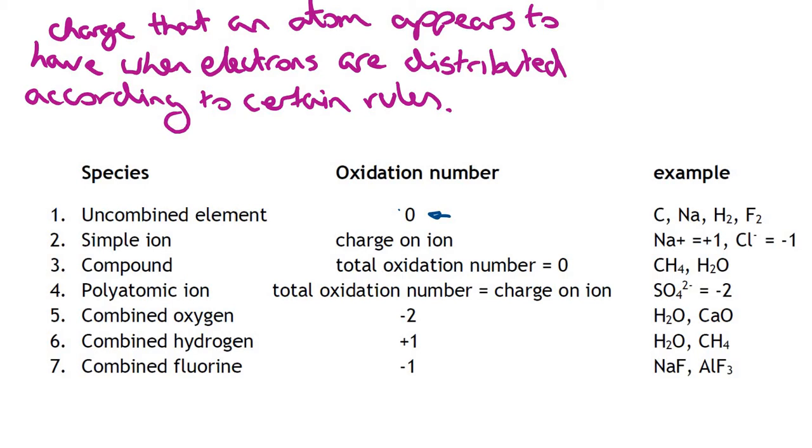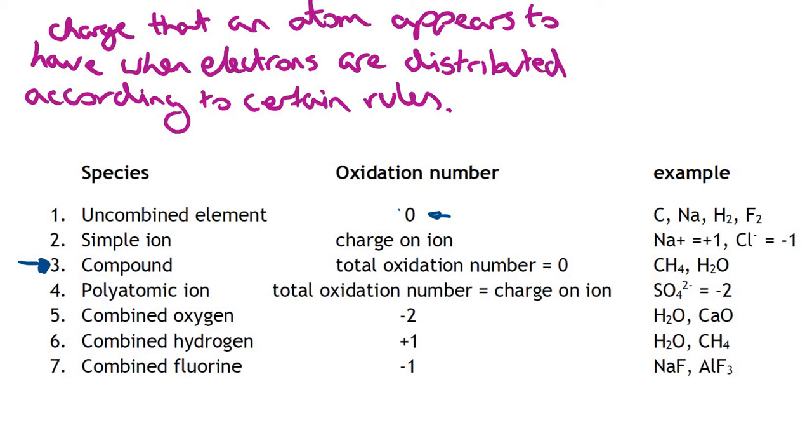So an Na+ ion is just +1, a chloride ion is -1. An oxide ion, O2-, would be -2 for the oxygen. A magnesium ion, which is Mg2+, because it always loses 2 electrons, will have an oxidation number of +2.